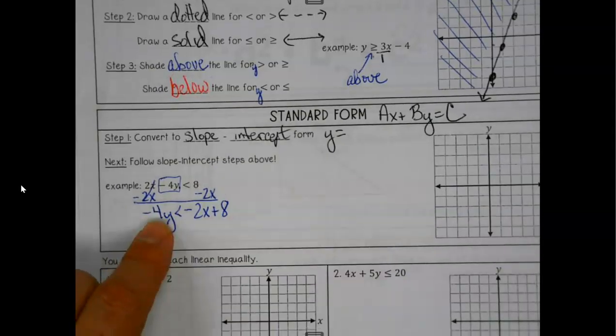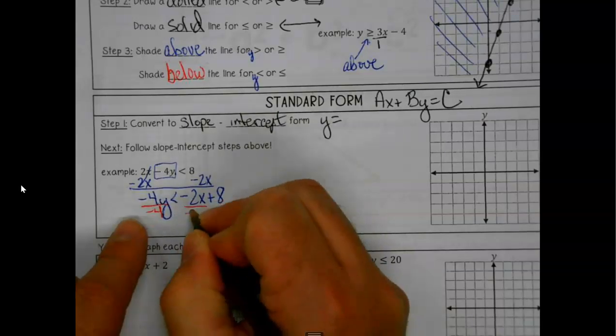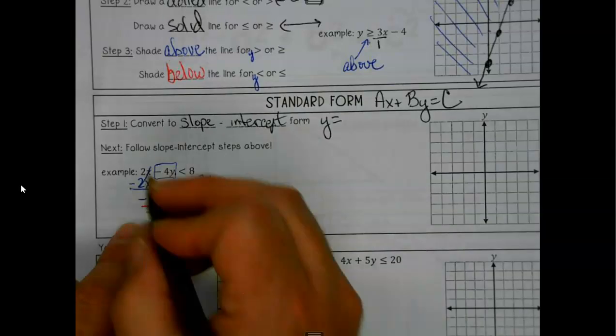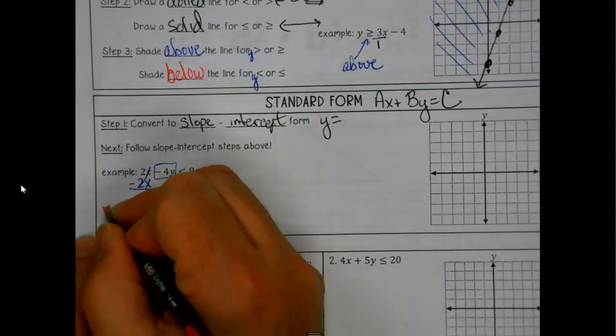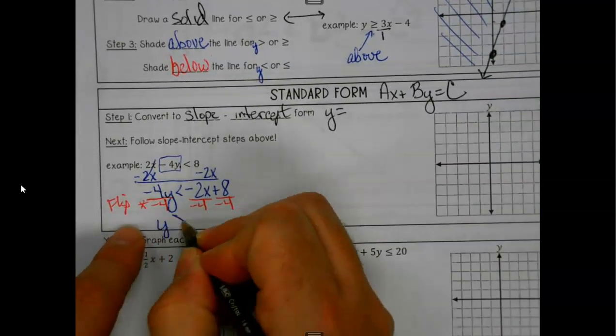And ooh, man, this is rough on a first day of the week for me to ask, but I'm going to do it anyway. What do I need to do when I'm dividing everything by a negative? It's flip time. So that arrow flips.